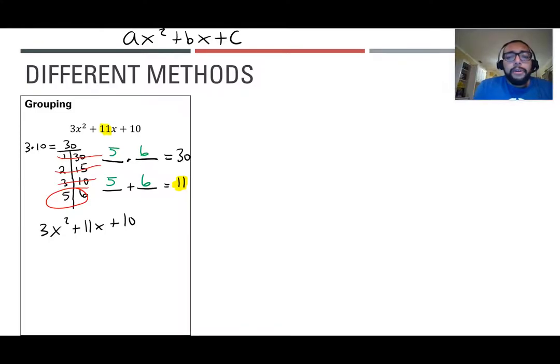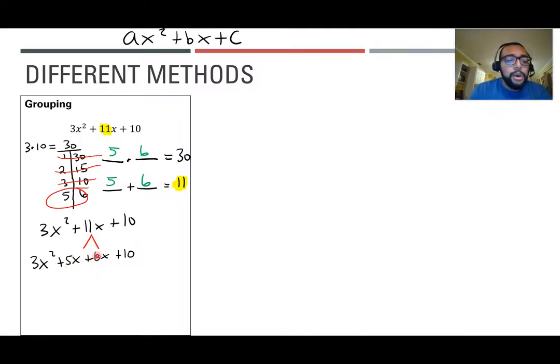I'm now going to rewrite this by splitting up this middle term. This middle term again was 11x. But what I'm now going to say is 3x squared plus 5x plus 6x plus 10. A couple things here, don't get freaked out. I did not change this 3x squared. I did not change this 10. All I did was split up this 11x, and I split it up as 5x plus 6x.